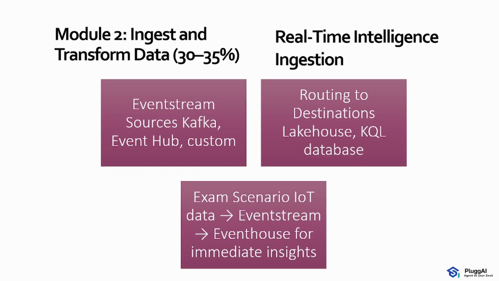Finally, real-time intelligence ingestion. Event Stream is the star here. Ingest from Kafka, Event Hubs, custom apps, transform inline, filter, aggregate, route to Lakehouse, Eventhouse, or Power BI. Why for real-time? Sub-second routing, built-in high availability. Combined with KQL databases for immediate querying or Activator for pattern-triggered actions. Scenario: manufacturing sensors, Event Stream to Eventhouse for dashboards. Exam trap: using batch pipelines for low latency is the wrong choice.